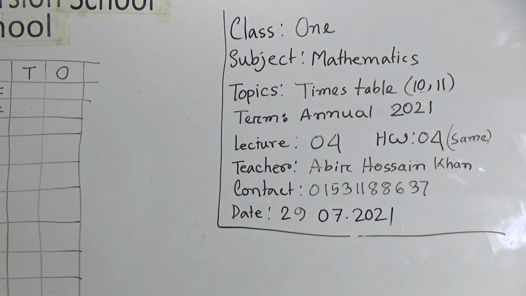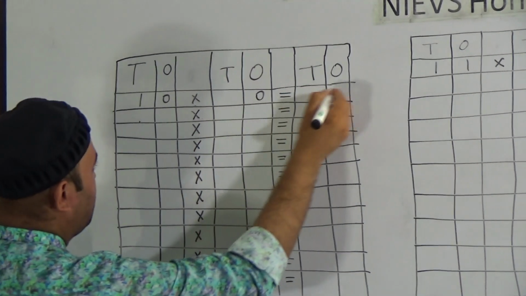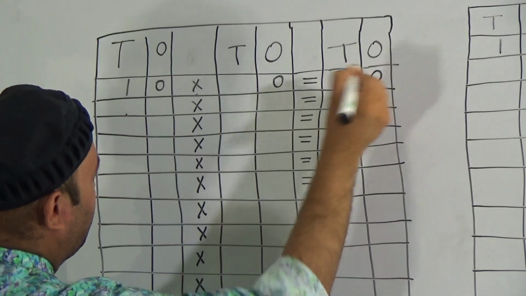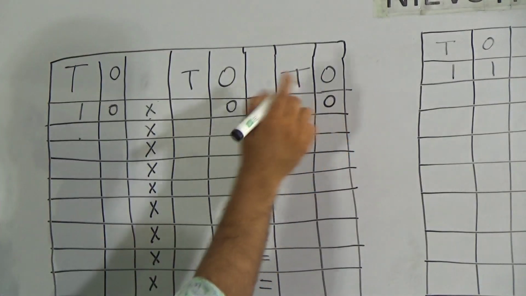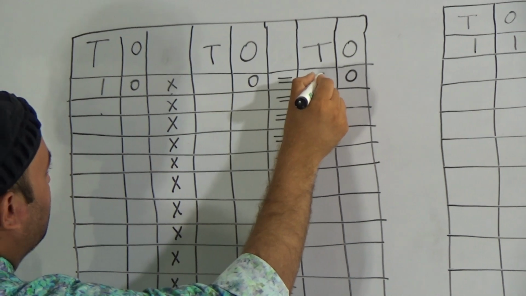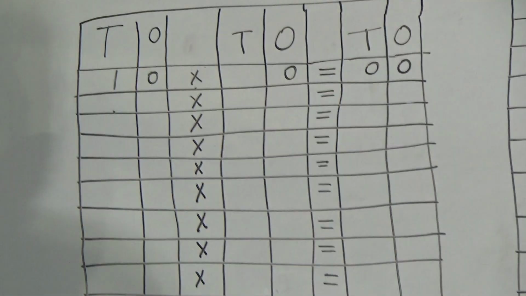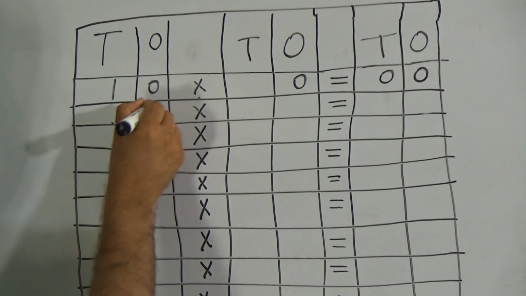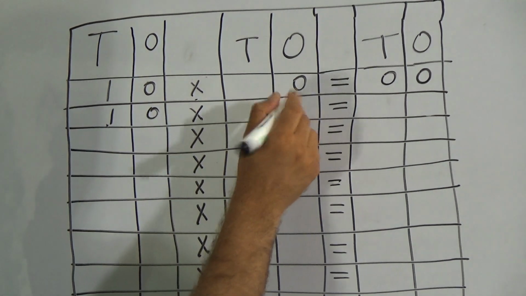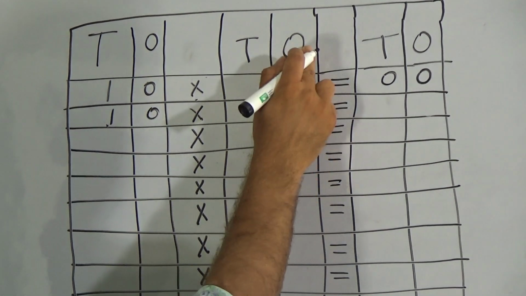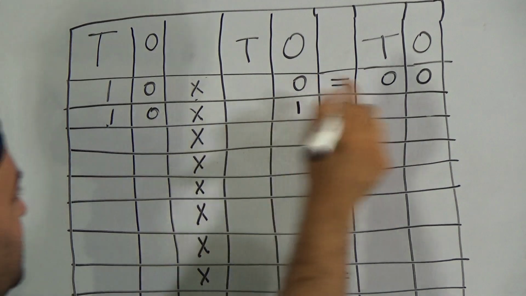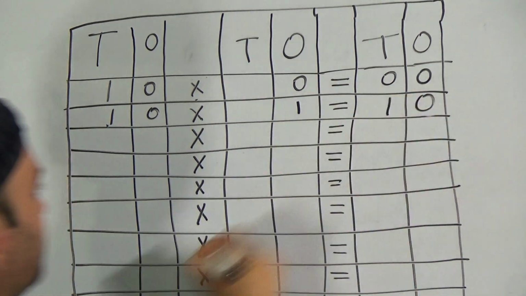Here is the times table of 10. Here in 10, we can write 0 in 1's place and 1 in 10's place. So first of all, 10 zeros are 0. Here it will be 0 at 1's place, and you can also write 0 in 10's place. Then second one, 10 ones are 10. So here it will be 0 in 1's place and 1 in 10's place.